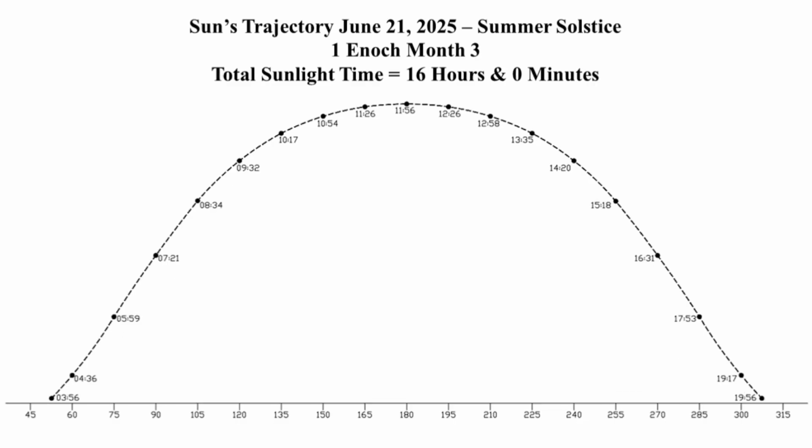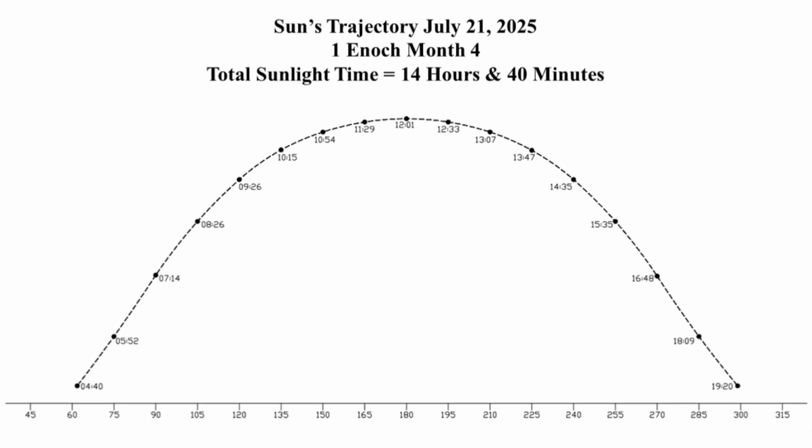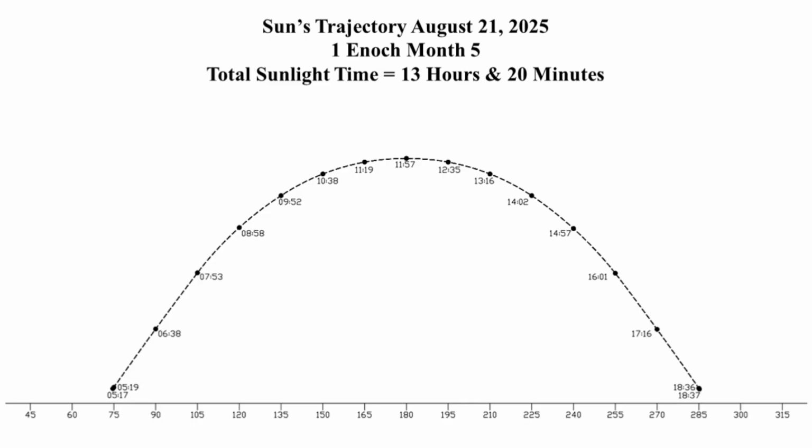Sun's trajectory, June 21, 2025, summer solstice, 1st Enoch, month 3, total sunlight time, 16 hours and 0 minutes. Sun's trajectory, July 21, 2025, 1st Enoch, month 4, total sunlight, 14 hours and 40 minutes. Sun's trajectory, August 21, 2025, 1st Enoch, month 5, total sunlight time, 13 hours and 20 minutes.